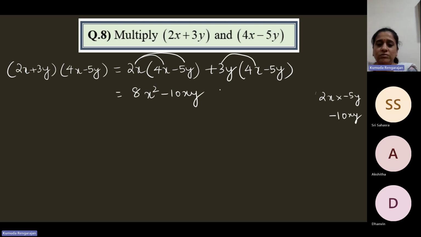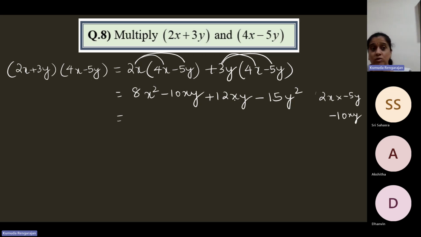When you multiply these two, plus 12xy. Always write in the alphabetical order. Don't write yx. Then when you multiply this and this, minus 15. Because plus 3 minus 5. Plus 3 into minus 5 minus 15. Y into y, y square. Y to the power 1 into y to the power 1. 1 plus 1, 2, y square.